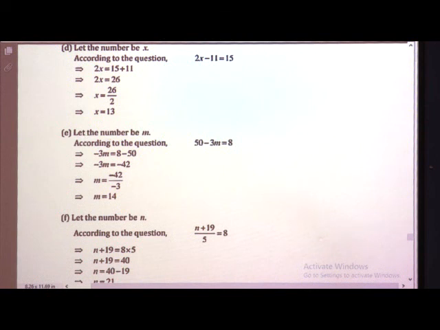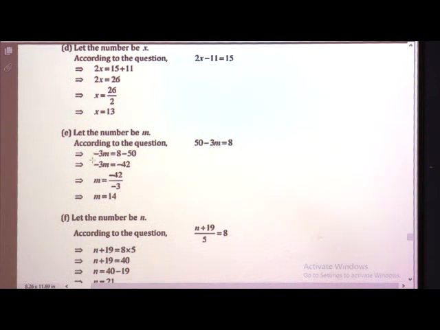Next one, let the number be m. You can consider any number, let the number be m. According to the question, 50, it is 3 times a number. We are considering it as m, so it is 3m. 50 minus 3m is equal to 8. We got the equation, now we have to find out the value of m.